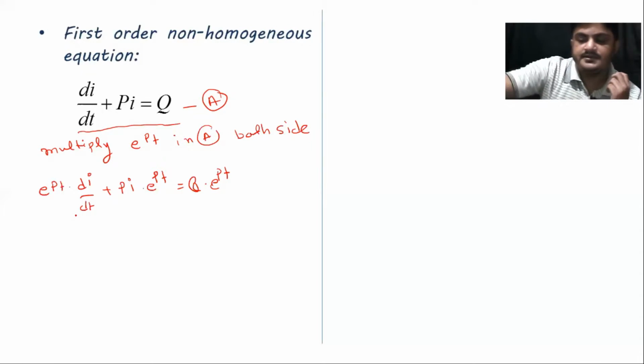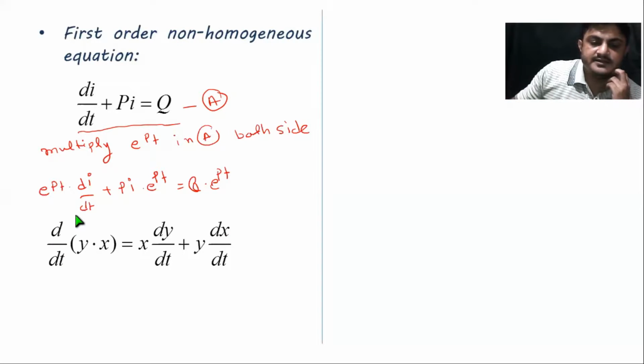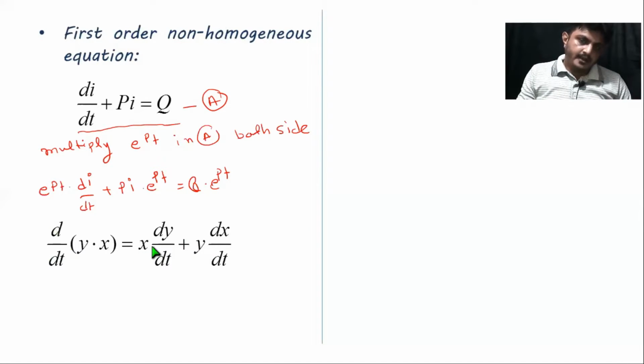If you remember these rules, let us say I have d by dt of two variables, that is y into x. If I have two variables and I would like to take the differentiation, how can I do it? I will take, let us say, the first variable constant and differentiate the second variable. And then I will take the second variable constant and differentiate the first variable.